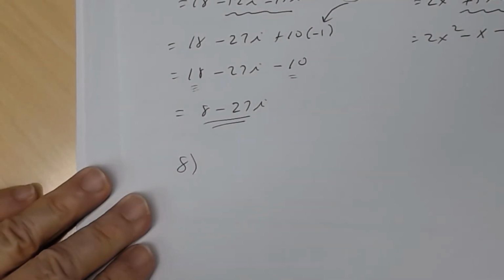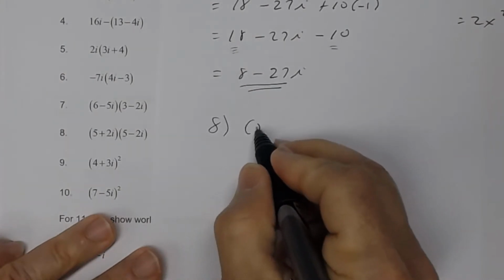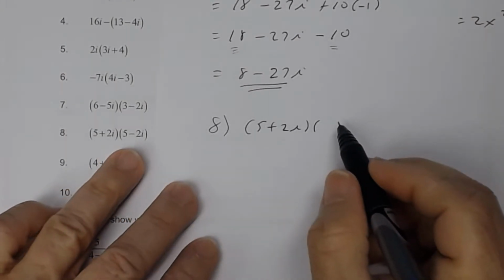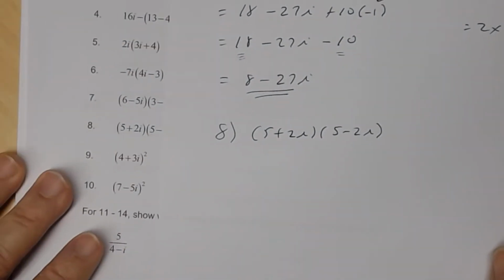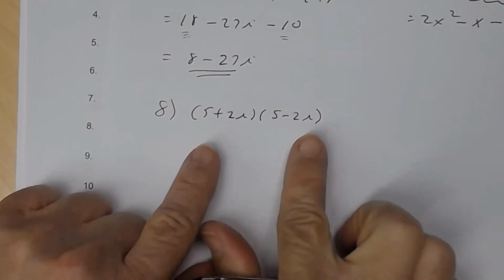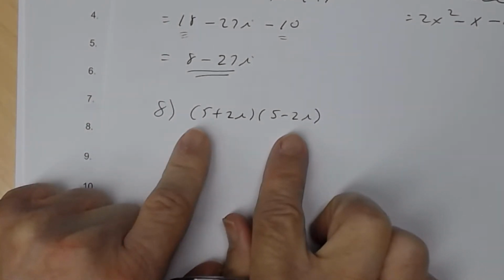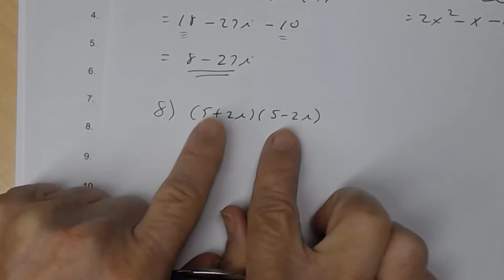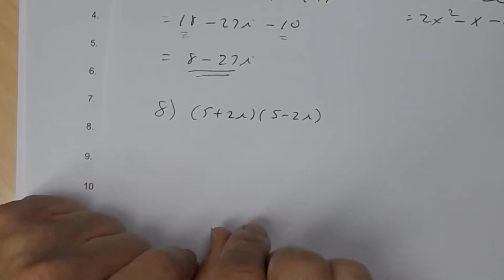Okay, number 8, you have 5 plus 2i times 5 minus 2i. Okay, so 5 plus 2i times 5 minus 2i. Notice that when we did this, the binomials are almost identical. See, the first terms are alike, the last terms are alike except for the signs. So the only difference is the middle signs. This is plus, this is minus.